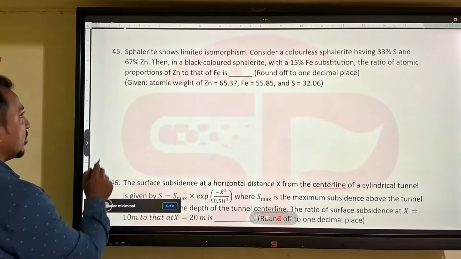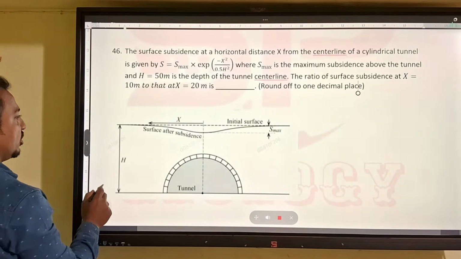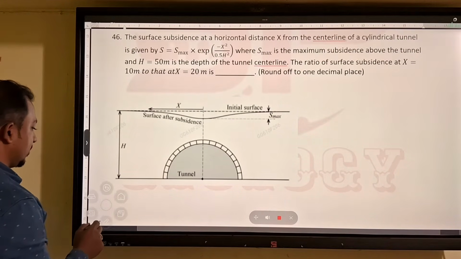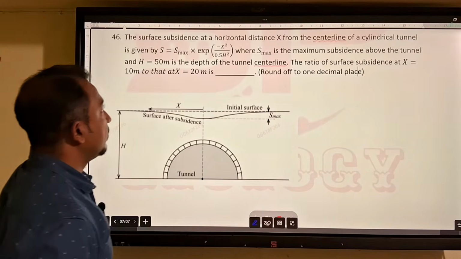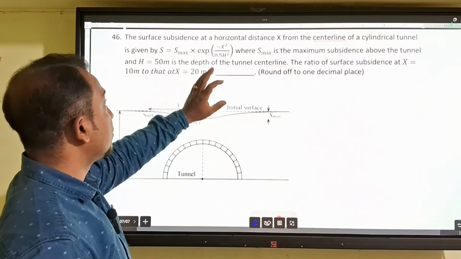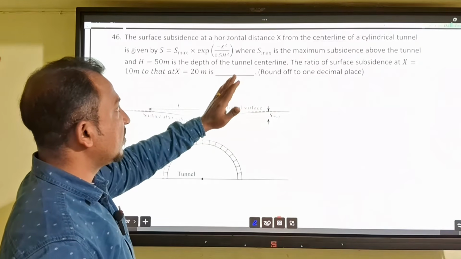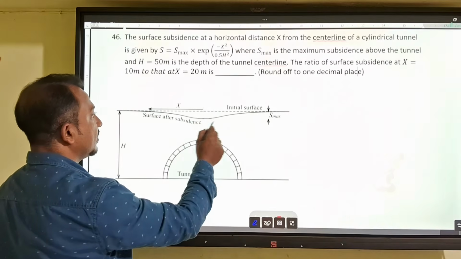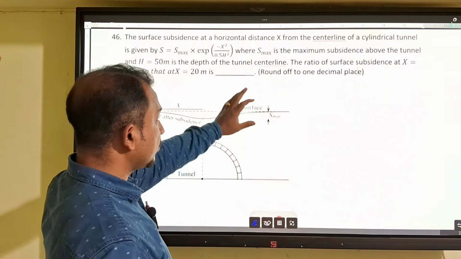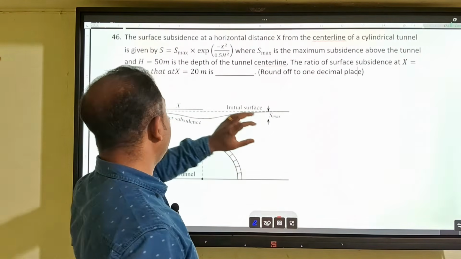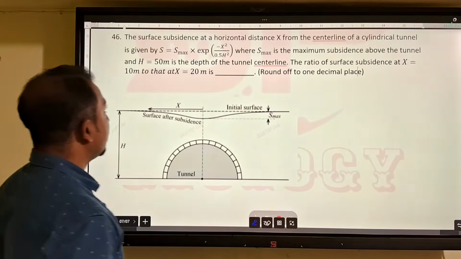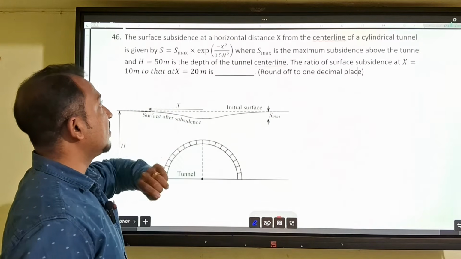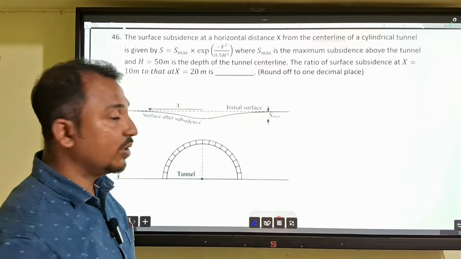So next, come to another question. This is a new type of question, but it is not that tricky one. Here we are given the subsidence at a horizontal distance of x from the central line. So this is the central line. The subsidence at x from the central line of a cylindrical tunnel is given as s equal to s max into exponential minus x square by 0.5 into h square.